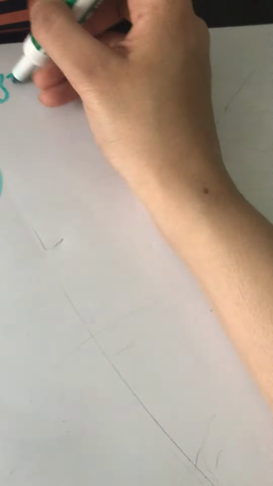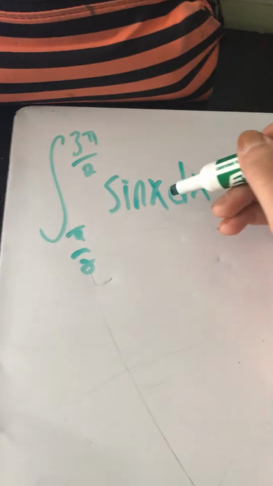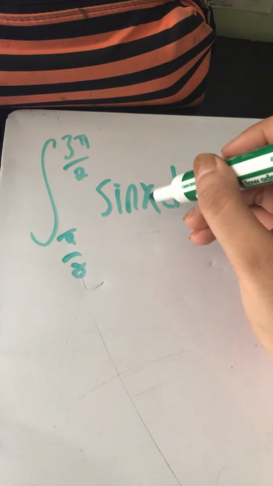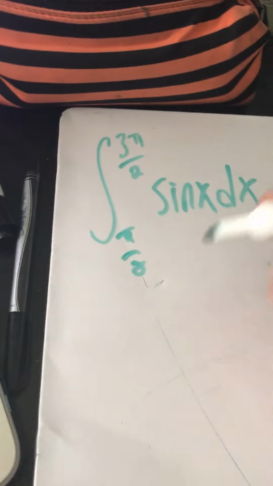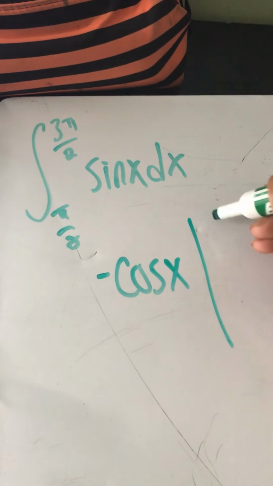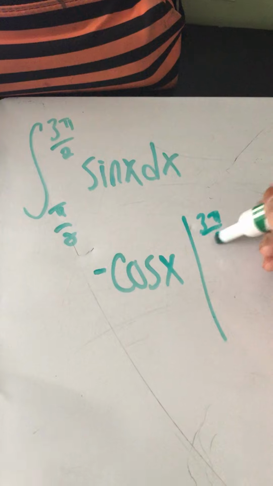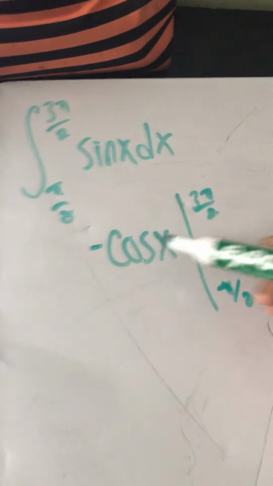Okay, number 2. Okay, so this is one of the trig ones. The integral from pi over 2 to 3 pi over 2 of sine of x dx. Okay, so again, the first thing you want to do is just integrate like normal. So the antiderivative of sine of x is negative cosine x, and you're going from 3 pi over 2 to pi over 2. And again, all you're going to do is plug these values in.